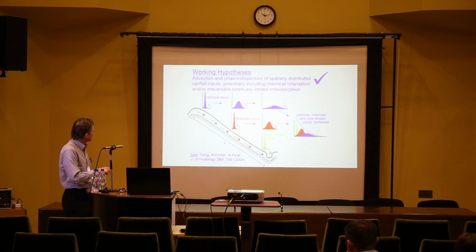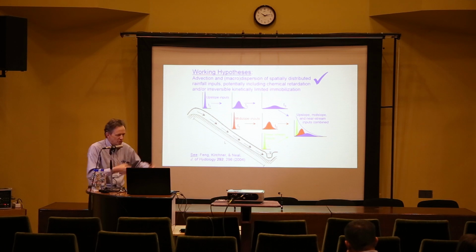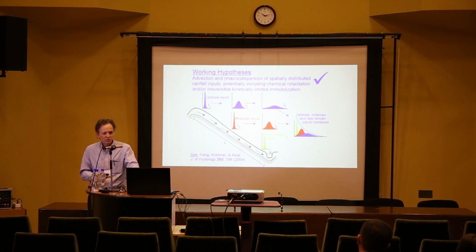And what you see in the stream will be the combination of the inputs from all along the slope with all of these different degrees of dispersion. And that simple process will generate the kind of fractal scaling that we've seen from pure uncorrelated noisy inputs in rainfall.